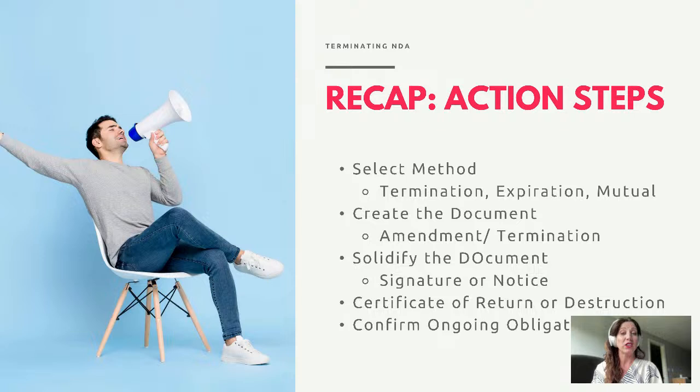And then you're going to want to create the document that goes with whichever method you've chosen. If you're doing mutual consent, you have the amendment and both parties will sign it. Or if you're doing the termination, write that notice of termination where one party terminates and does not need the other side's permission, consent, or signature. You're going to want to send the notice of termination. Then you're going to solidify that document. If you're using the amendment, that is done by both parties signing it. By both parties signing it, it's now legally effective.